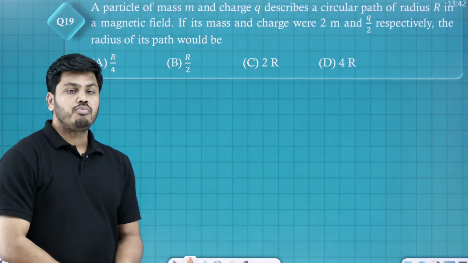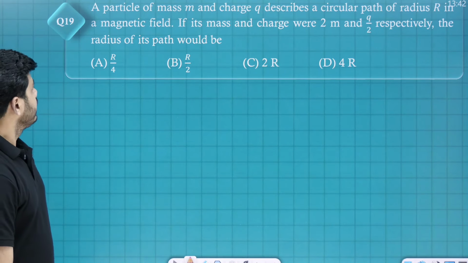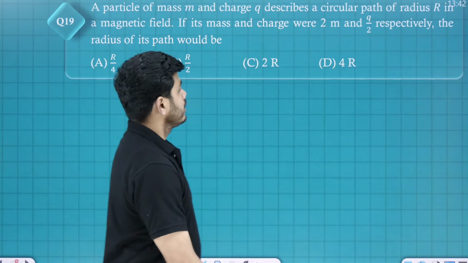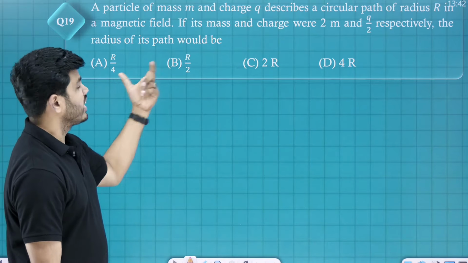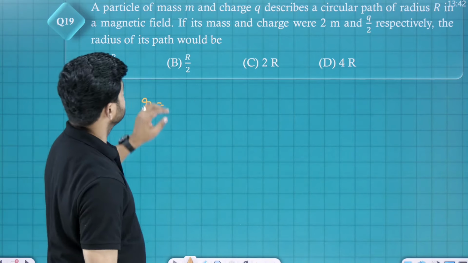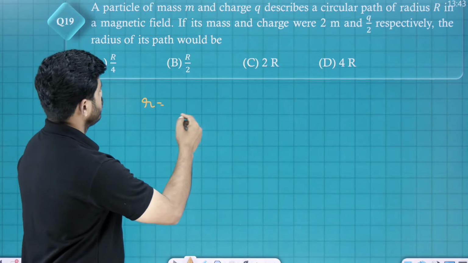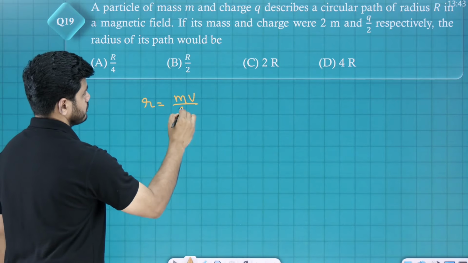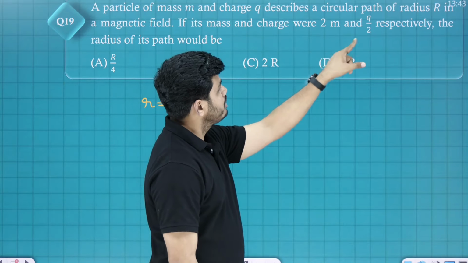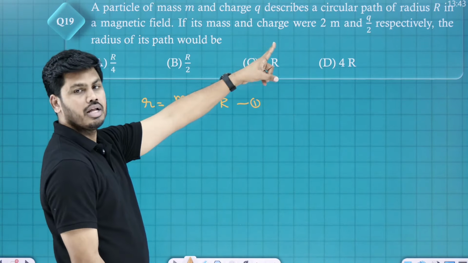19. A particle of mass m and charge q describes a circular path of radius capital R in a magnetic field. If the mass and charge were 2m and q by 2 respectively, then what will be the new radius? Okay, so we know the expression for radius R is given in terms of charge and mass, right? So we have R equals mv by qB. There is no mention about velocity, so we take velocity as a constant. Mass is doubled and charge is reduced to half. This value is taken as R in the first part of the question.